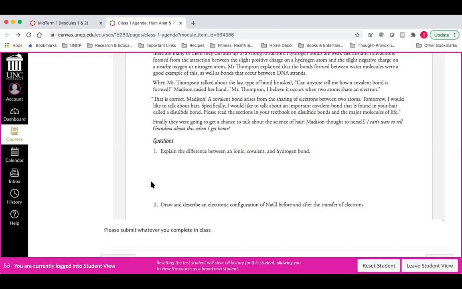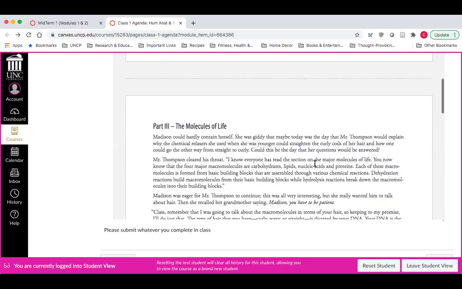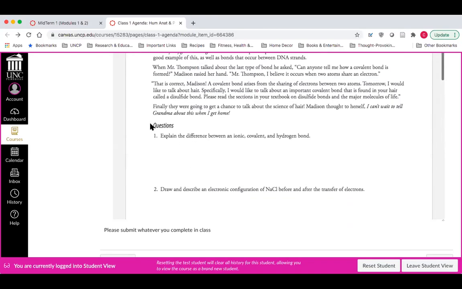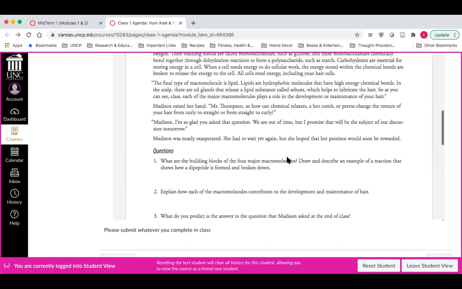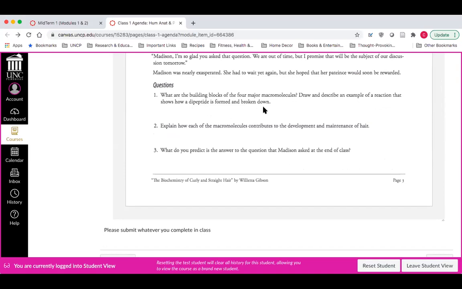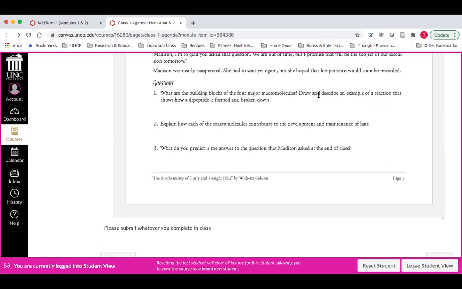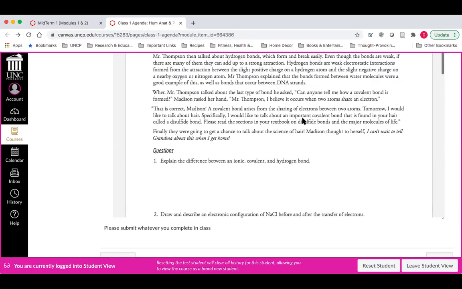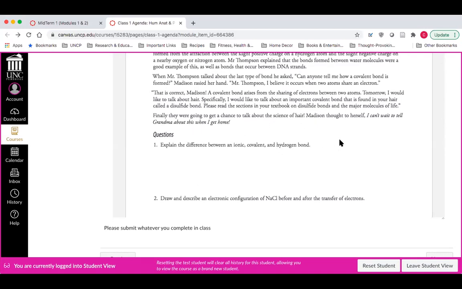So I want you guys to be able to tell me about ionic, covalent, and hydrogen bonds. So you're doing part 2, question 1: tell me the difference between ionic, covalent, and hydrogen bonds. And part 3, question 1: what are the building blocks of our macromolecules? And draw and describe a reaction to show how a dipeptide is formed. You don't have to do this second part. I really just want you to tell me what we just talked about. What are the building blocks of our 4 major macromolecules? And this, ionic, covalent, and hydrogen bonds.